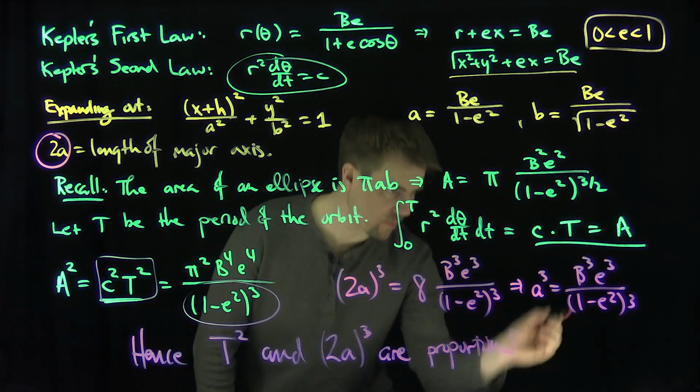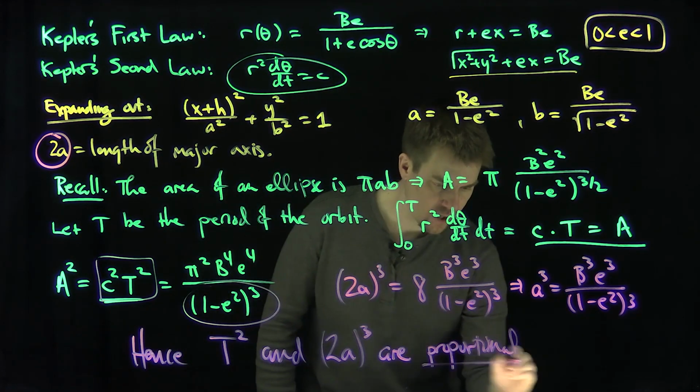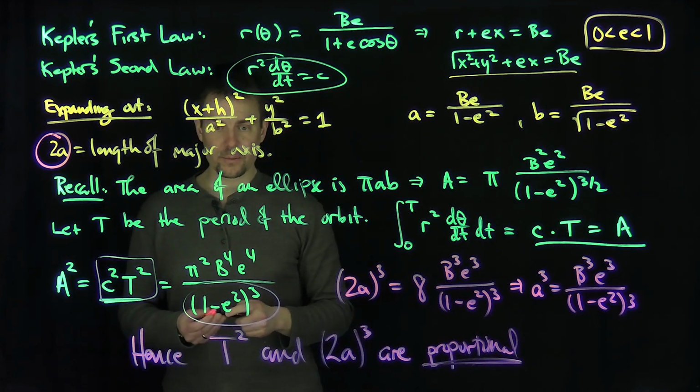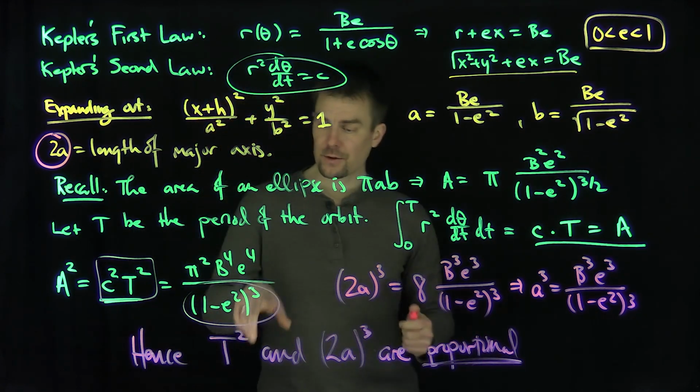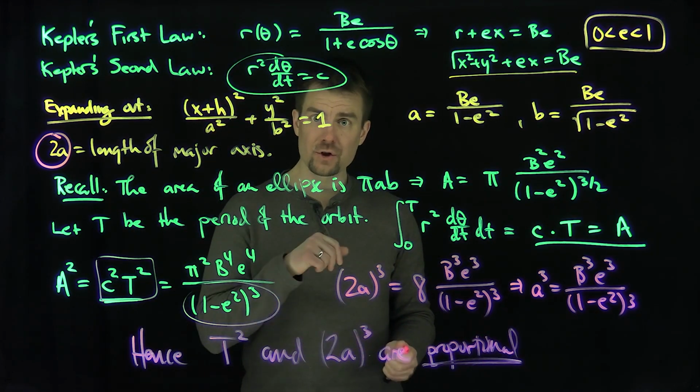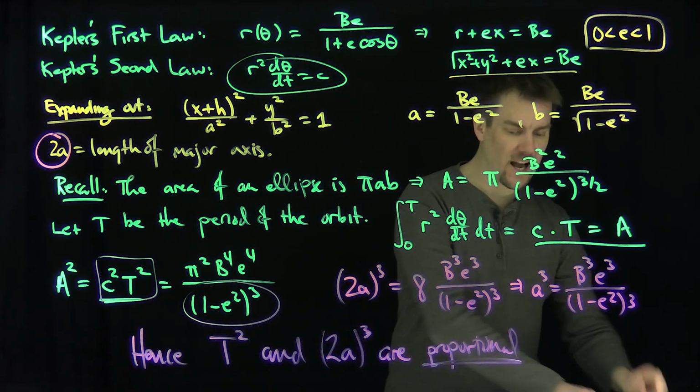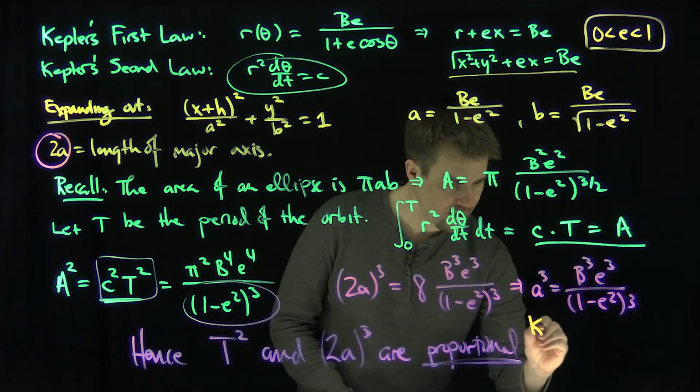And of course, you can work out what the exact constant of proportionality is. So those two expressions are proportional to each other. And now we can conclude that the square of the period and the length of the major axis cubed are proportional, and that's Kepler's third law. So this is Kepler's third law.